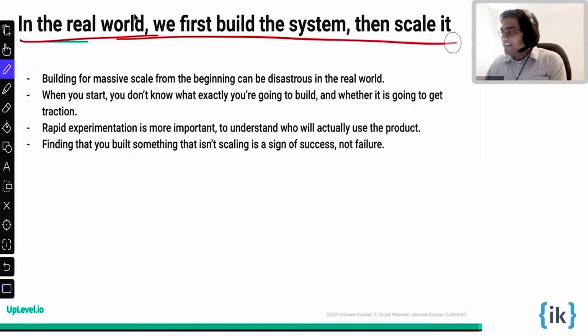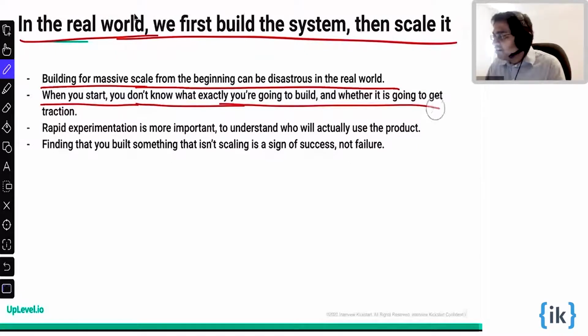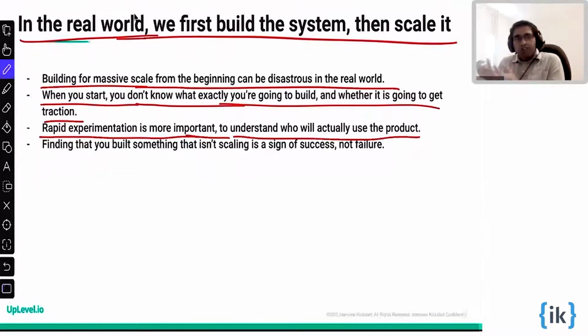And by the way, ignoring scale is not just something you're doing to make life easier for you. It's also the way in which we build systems in the real world. We don't start building them from massive scale from the beginning, because that can be disastrous. You may not even have the money to buy that many machines. When you start, you don't exactly know what you're going to build, what is going to get traction. So it's important in the initial stages to do rapid experimentation to understand who is going to use your product, how will they use it.